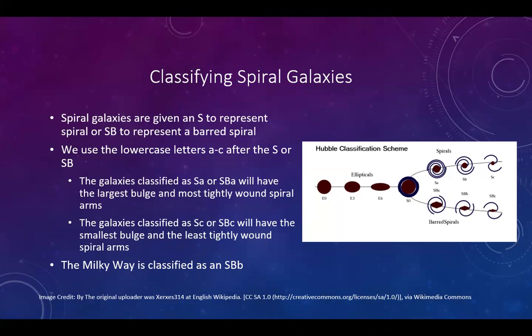The galaxies classified as SA and SBA will have the largest bulge and the most tightly wound spiral arms. The galaxies classified as SC or SBC will have the smallest bulge and the least tightly wound spiral arms. And the Milky Way is an SBB, right here.